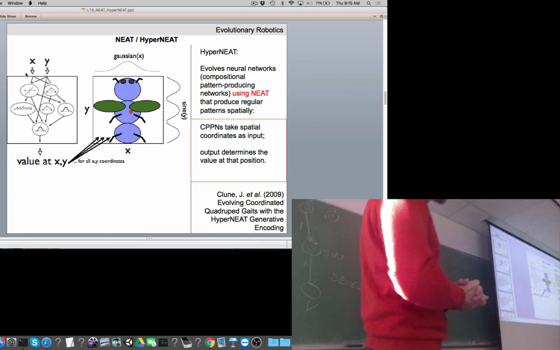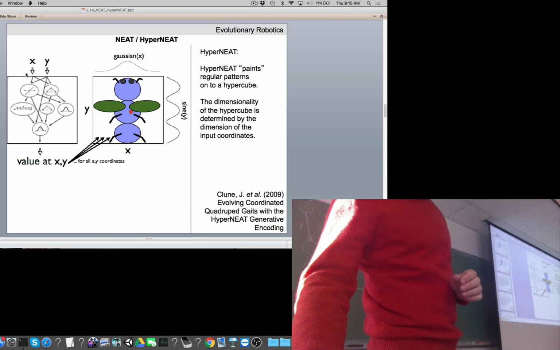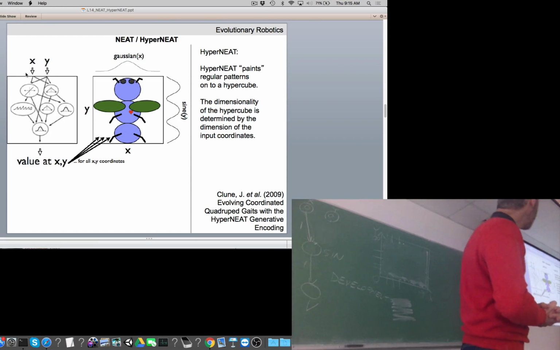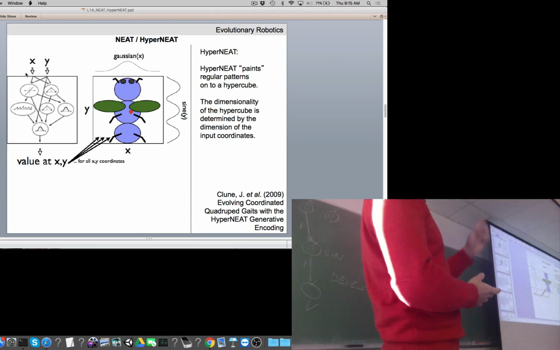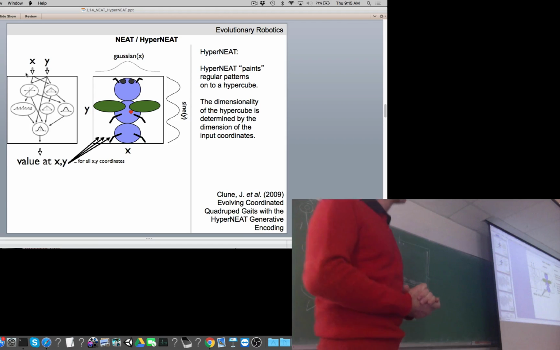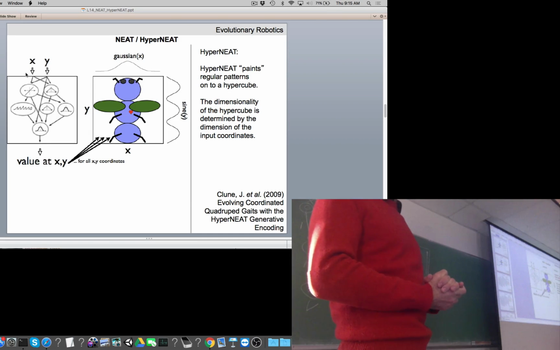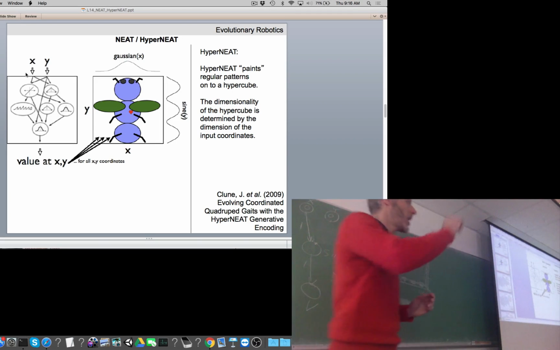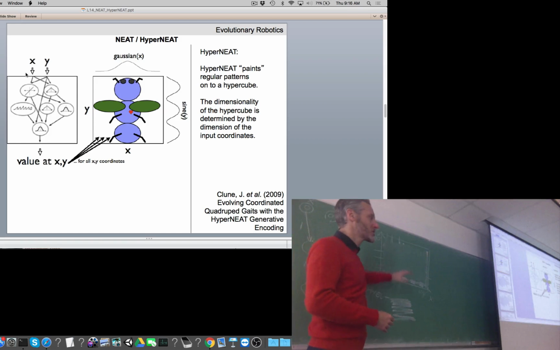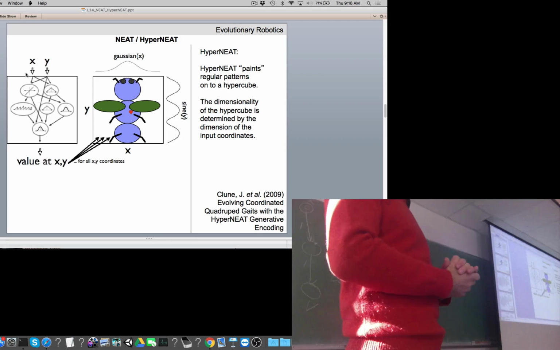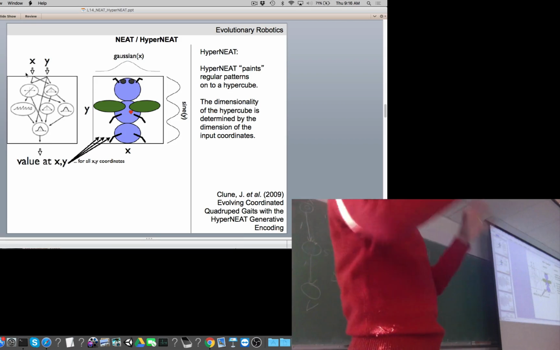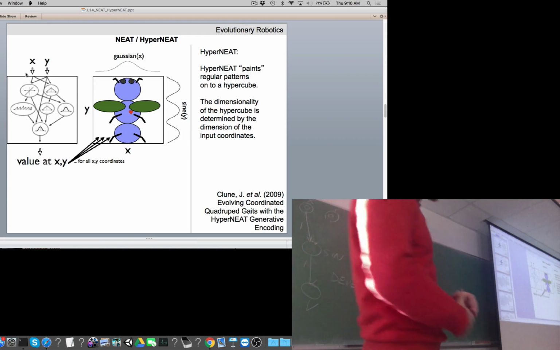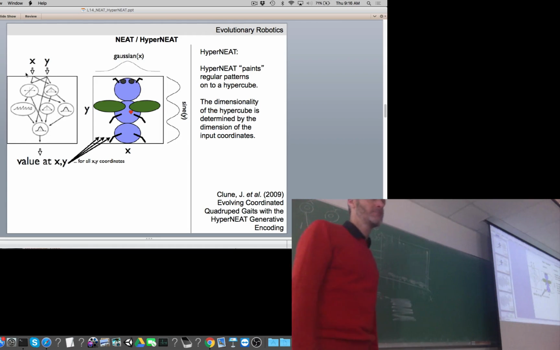Okay, before we switch to the next section, I've already said this now. So HyperNeat paints regular patterns onto, in this case, a two-dimensional figure, but can also paint patterns in higher dimensional space, like inside of a hypercube. So let's think about this for a moment. Let's say instead of painting patterns onto pixels in a two-dimensional space, we have a three-dimensional space, and we want HyperNeat to paint patterns onto voxels, or three-dimensional pixels inside a cube. How would we need to change our CPPN to get it to do that?